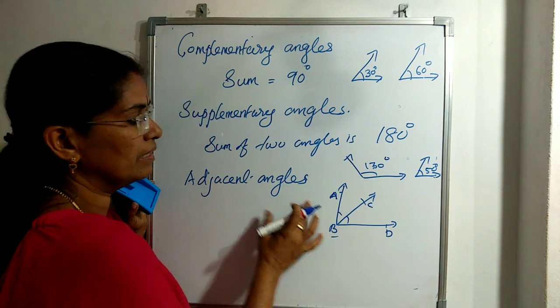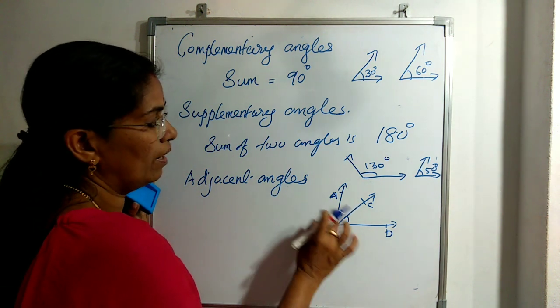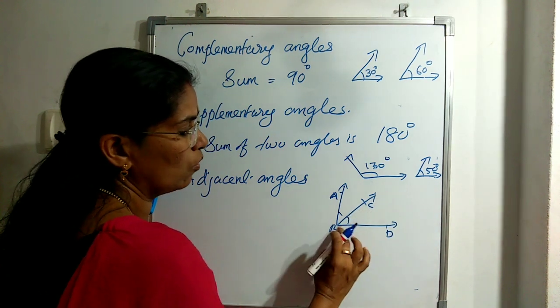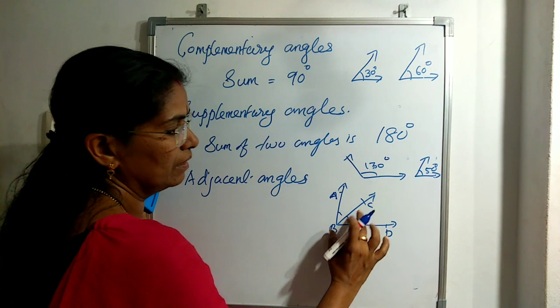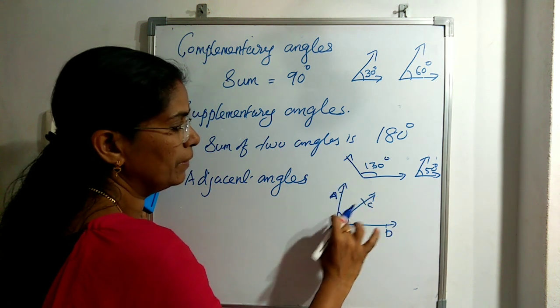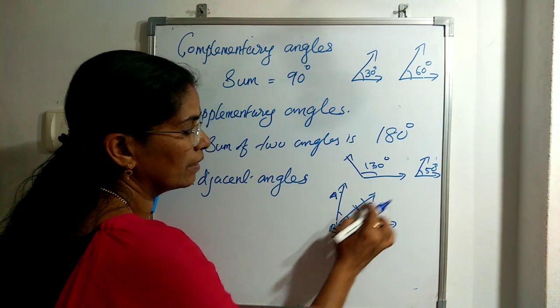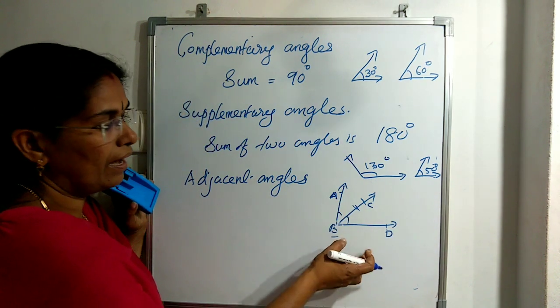Adjacent angles means two angles that have a common arm. Here the common arm is BC. This is common. See, ABC. Here also CBD. This ray is common to both angles.